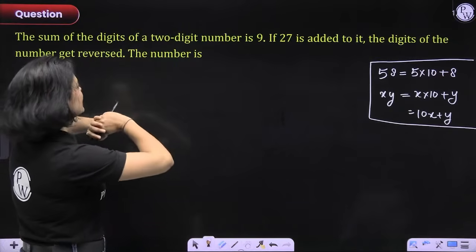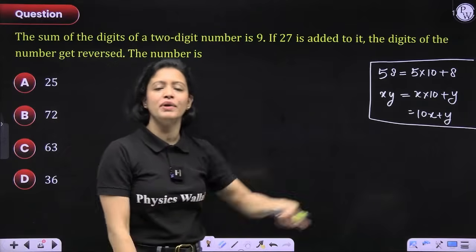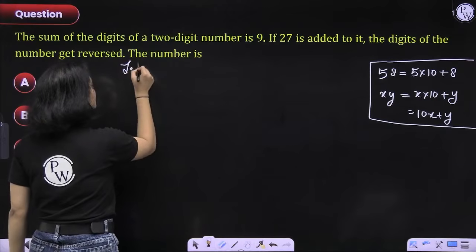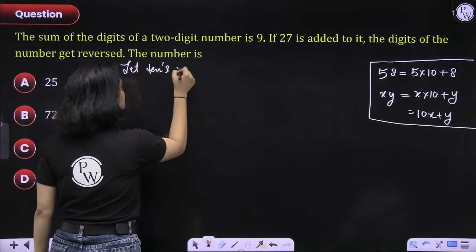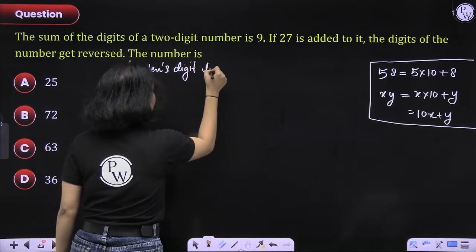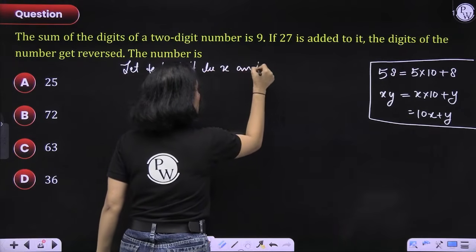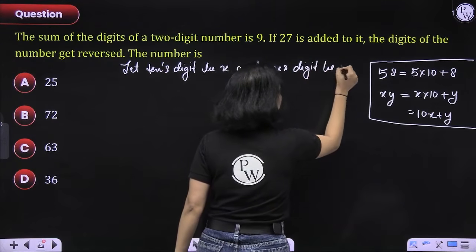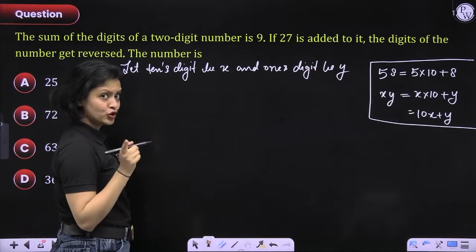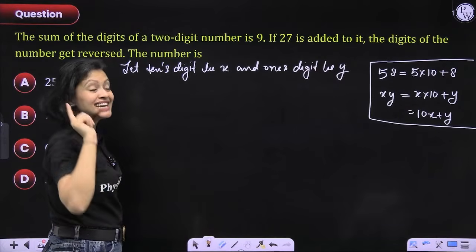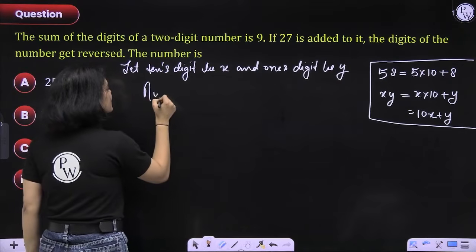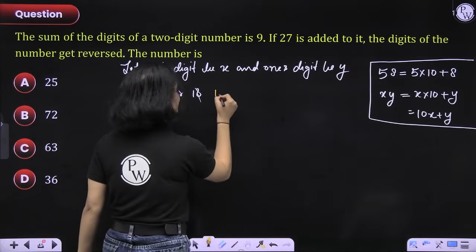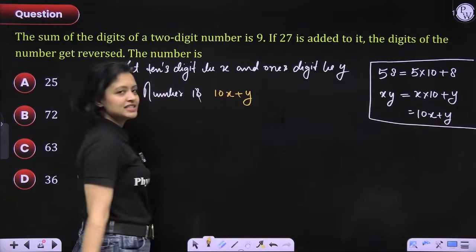Okay. We have to find the number. To find the number, we need the digits of the number, and the relationship here is also given in digits, right? So let 10's digit be x and 1's digit be y. Okay? What would the number look like? Would you write it as x into y? You would write it in expanded form, right? So the number is 10x plus y. 10 into 10's digit plus 1's digit.